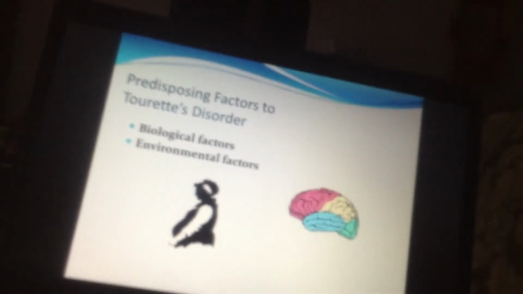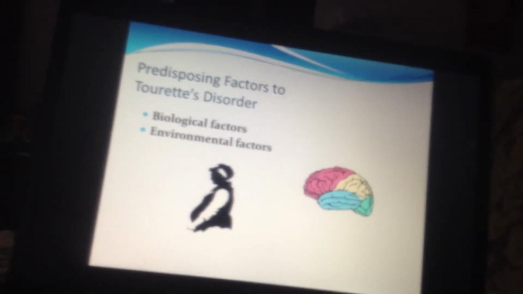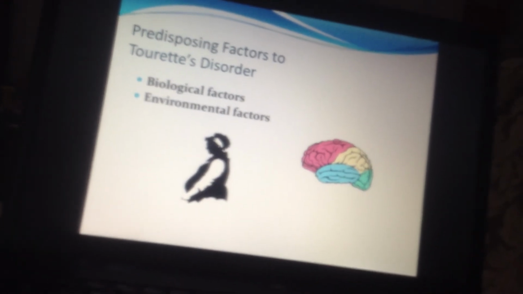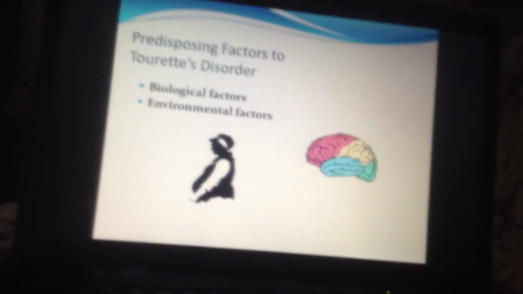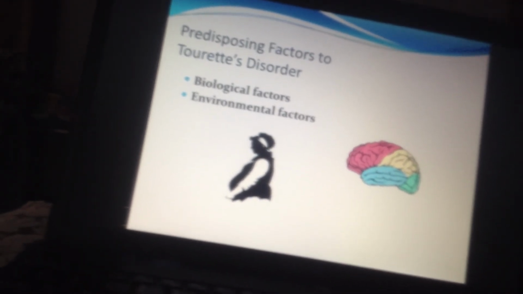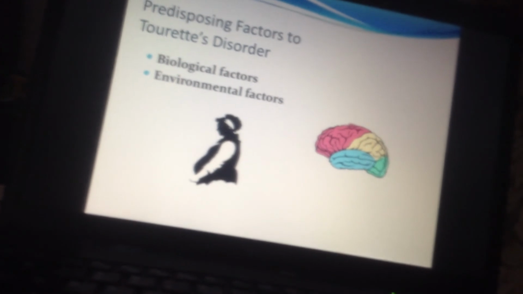Some of the predisposing factors are, again, biological factors, genetics, and neurotransmitters. Environment also has an effect as far as predisposing a child to Tourette's disorder. So lead poisoning would be an example of that.